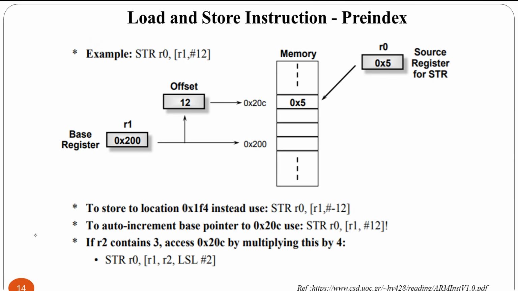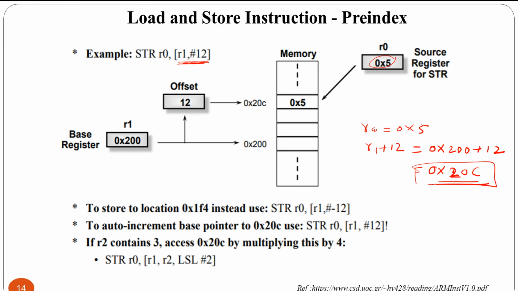Now here is another example with offset. Store register R0 at this memory location. We have to store the content of R0 at this location. What is the content of R0? R0 has 0x5, and we have to store this at R1 plus 12. Now what is R1? 0x200 plus 12 is 0x20c. So at this location we have to put this 05.